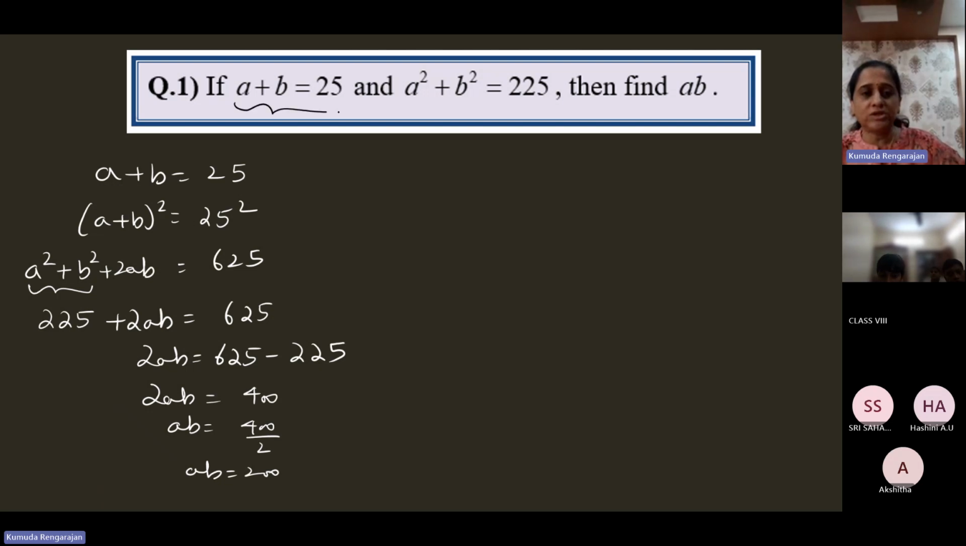Just take up this equation and square it on both the sides. That's it. Simply take this equation and square on both the sides, you'll get the answer.